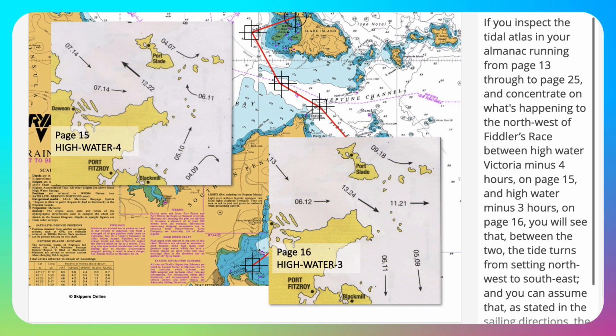If you inspect the tidal atlas in your almanac running from page 13 through to page 25 and concentrate on what's happening to the northwest of Fiddler's Race between high water Victoria minus 4 hours on page 15 and high water minus 3 hours on page 16, you will see that between the two the tide turns from setting northwest to southeast, and you can assume that, as stated in the sailing directions, the period of slack water will occur halfway between minus 4 hours and minus 3 hours.